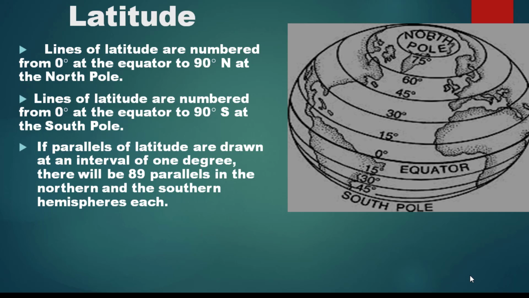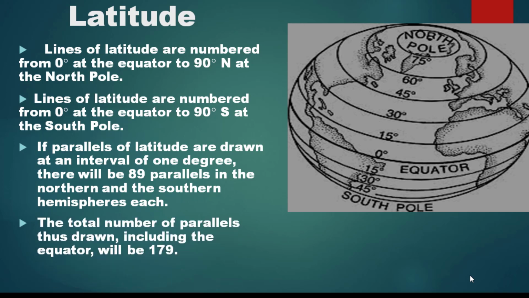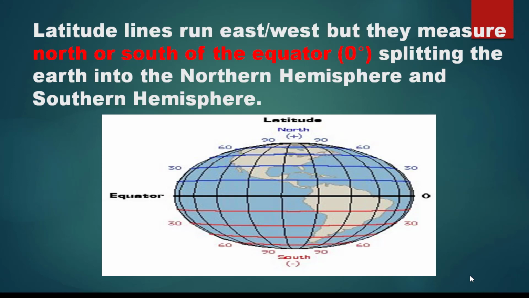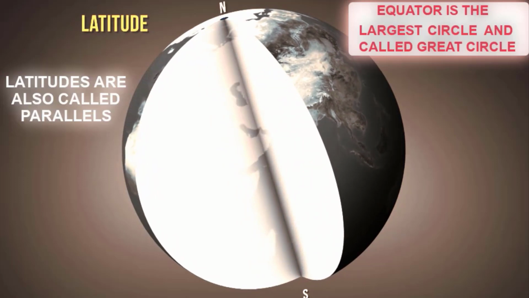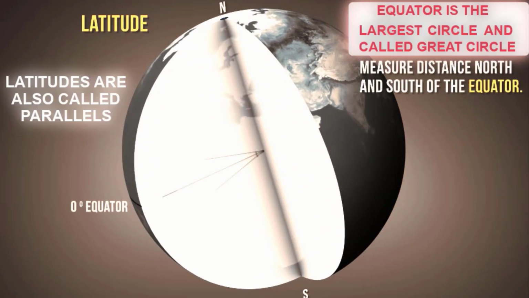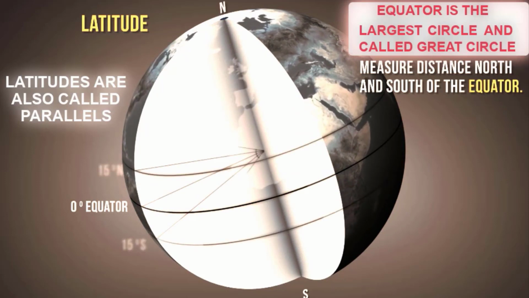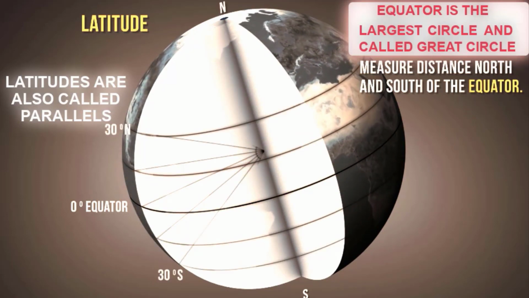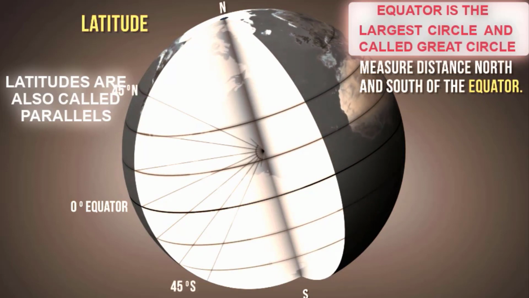If parallels of latitudes are drawn at an interval of 1 degree, there will be 89 parallels in the northern and southern hemisphere each. The total number of parallels thus drawn will be 179, including the equator. Latitude lines run east-west, but they measure north or south of the equator, splitting the earth into northern hemisphere and southern hemisphere. So for better visualization and illustration, this is the animated part of latitude. And note that the equator is the largest circle and is also called the Great Circle.